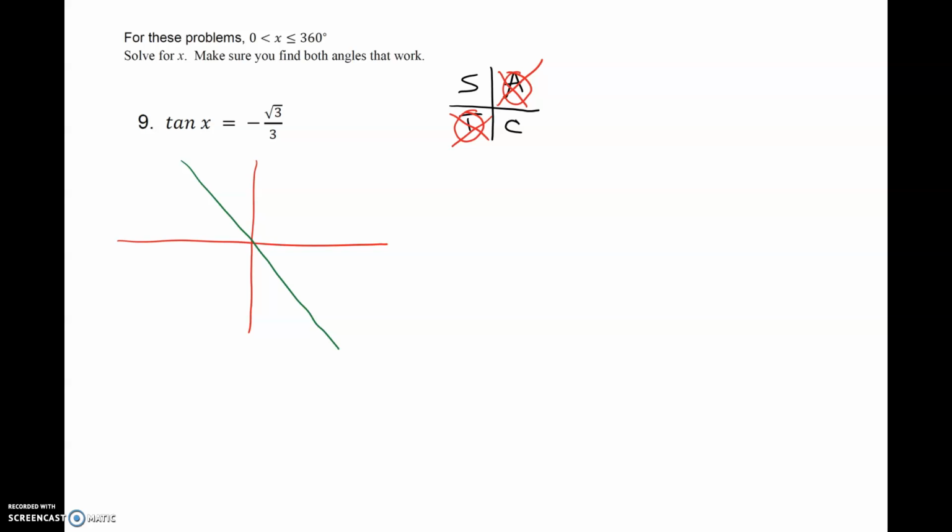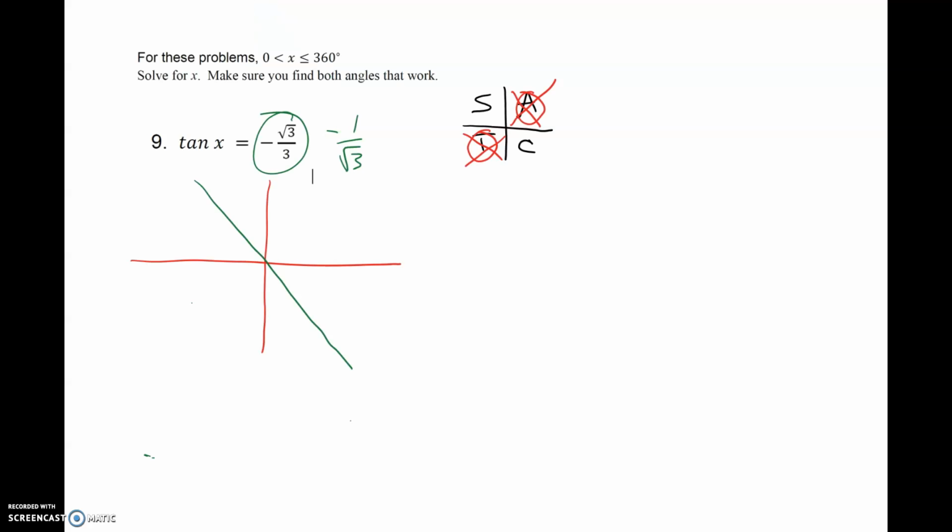Now, tangent we know is opposite leg over adjacent leg. But this right here, this would be the simplified version of that. Okay? And so we want to maybe think of this as negative 1 over root 3. Okay? 1 over root 3. Okay, so tangent, remember, is the opposite leg over the adjacent leg.